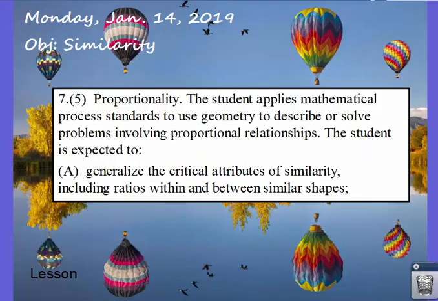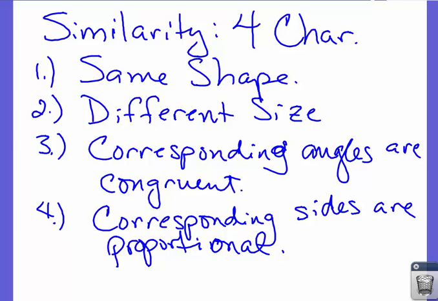Now, why are we doing this? Well, because one of our standards, and this particular one is a 7th grade standard, we have to understand this in order to do the 8th grade stuff we'll do later on in the week, dealing with transformational geometry, is we need to generalize the critical attributes of similarity. In other words, we need to understand these four characteristics. So by the end of this lesson, you should be able to take two shapes and determine, are they similar?